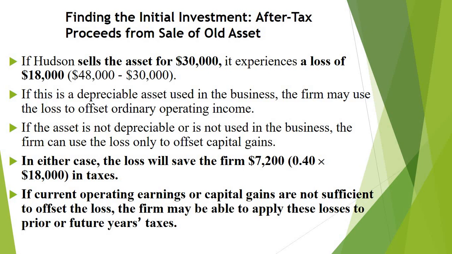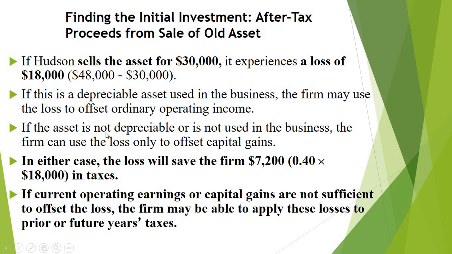Now, again, we are assuming that the selling price of this old asset is 30,000. It means there is a loss of $18,000. So the book value of this asset is $48,000 and the selling price is $30,000, so there is a loss of $18,000. If this asset is a depreciable asset used in the business, the firm can use the loss to offset ordinary operating income.